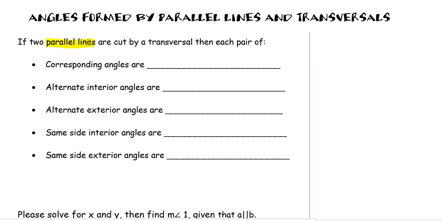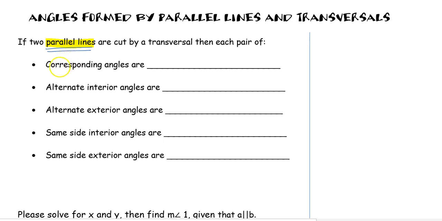Yesterday we just had a transversal cutting through any two lines, and we had alternate interior. We had, as we see here, corresponding, alternate interior, alternate exterior, same side exterior. All of those angle relationships are formed anytime you have a transversal cutting through two or more lines. But this special situation, when we have parallel lines, is going to create these special relationships.